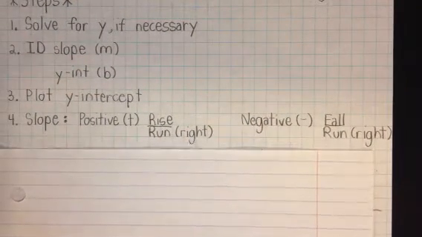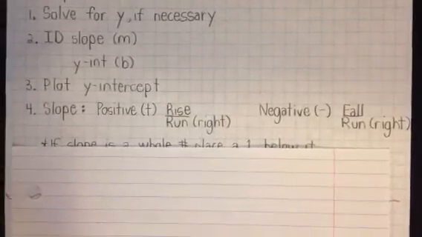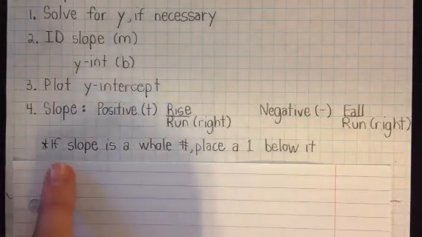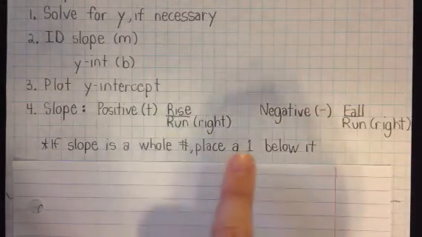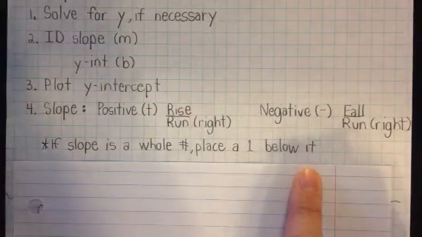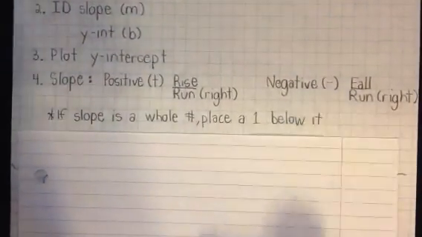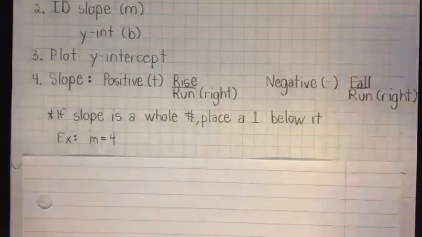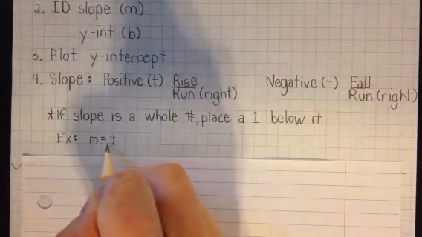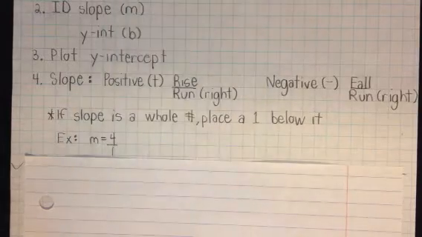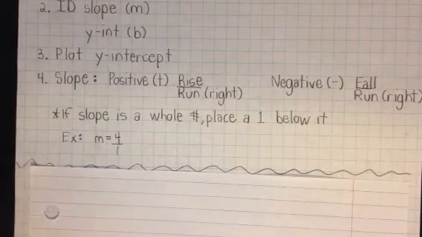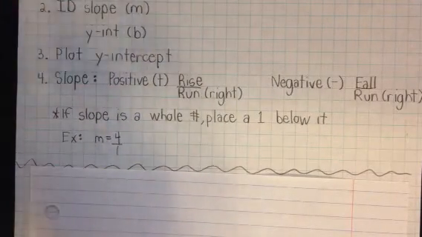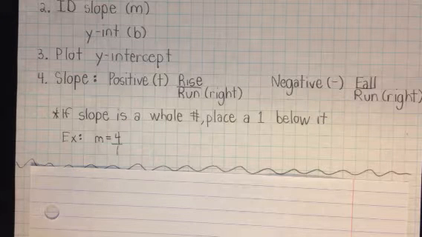All right, pause the video if you need to jot these down. If the slope is a whole number, place a 1 below it. So if you're dealing with a slope, for example, if your m is 4, then go ahead and put it 4 over 1, which means the same thing, but we want all of our slopes to be in fraction form, and we'll talk about why.